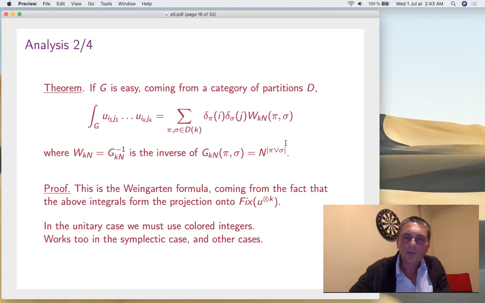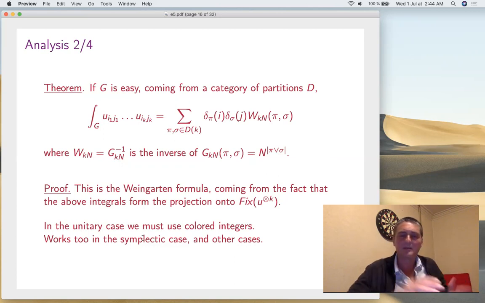If you compute that Gram matrix, it's n to the number of blocks of the join, I mean, when you put the partitions together. And to be precise, that's the Gram matrix, and you have to invert it. That's the so-called Weingarten matrix. And you just sum the entries of the Weingarten matrix with these usual Kronecker symbols, with the indices plugged inside the partitions. So this is very beautiful. Of course, this is in the real case; in the unitary case there are some exponents, and there are variations too. For instance, the symplectic group is not easy, but almost.